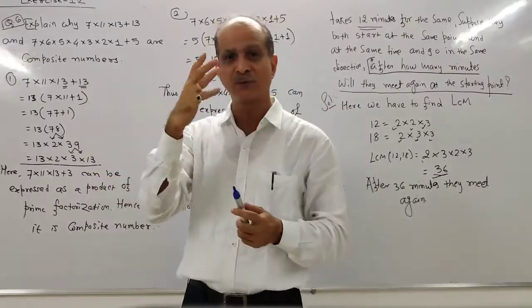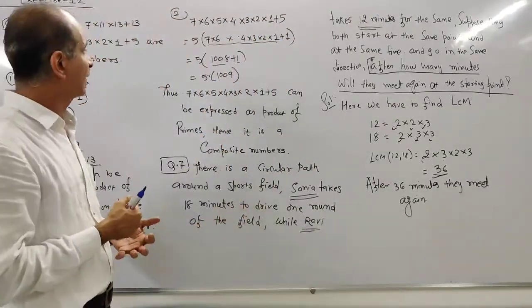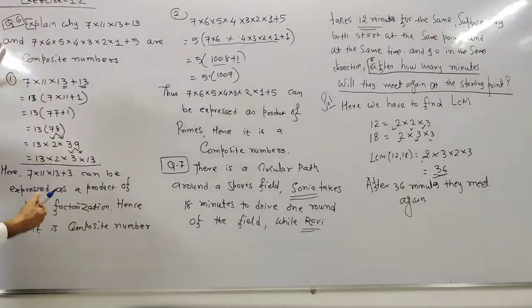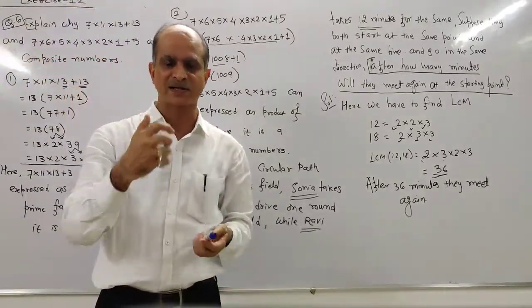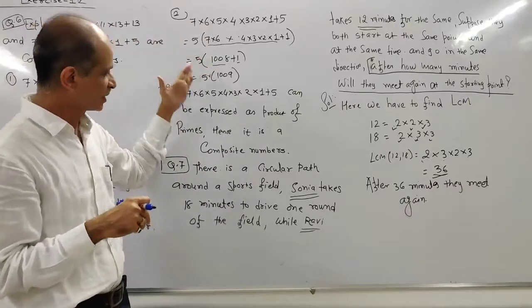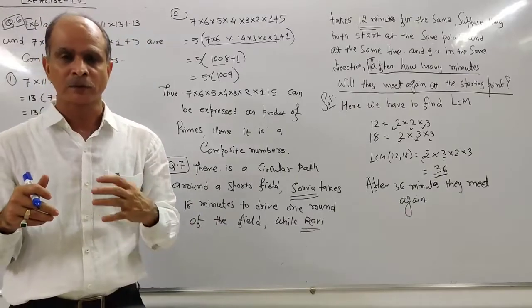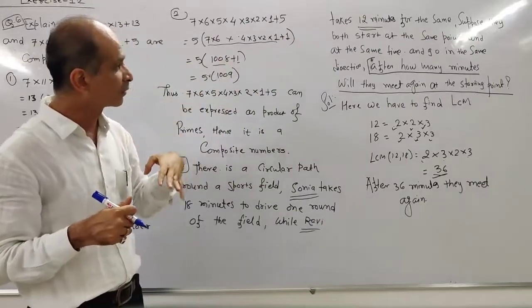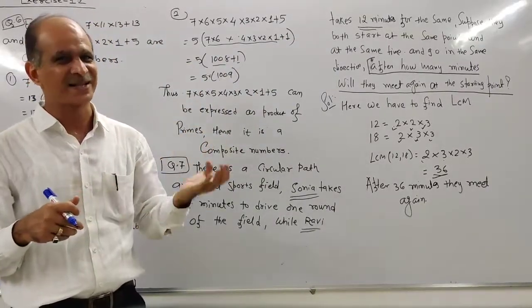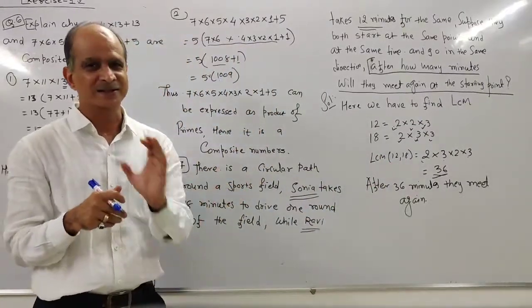5 numbers are given to you in the first example, and we have prepared a prime factorization of the given numbers. Then here you have to find out whether the given expression is composite or not. If a number is expressed in the form of a product of prime factorization, then it is known as what? Composite number, otherwise not. And this is one problem. So here you have to check whether you have to find out LCM or HCF. From this example, we have concluded that you have to find out multiples, that is LCM. The LCM is 36, which means they meet again after 36 minutes.